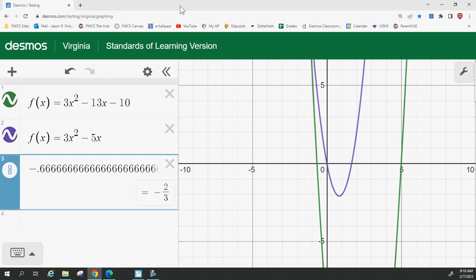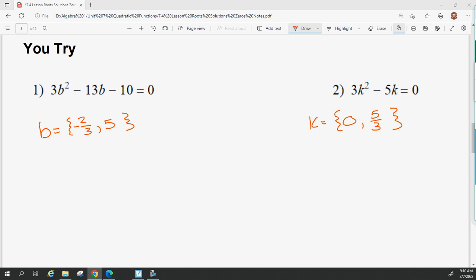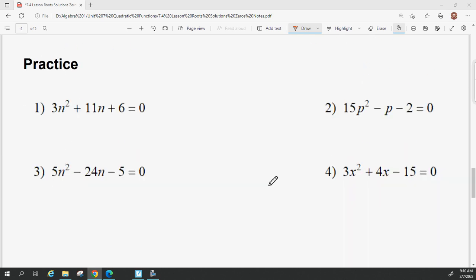So if you ever get stuck on those, you're getting a funky fraction, just raise your hand, ask me for help, and it's probably one of these repeating decimals that needs to be converted to a fraction. So make sure you take your time on the practice. Make sure you finish the practice. Ask if you need help. Good luck.